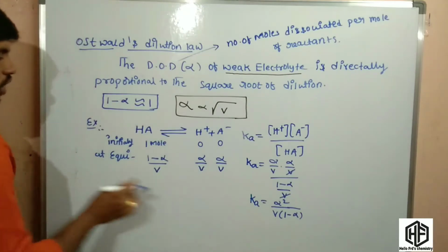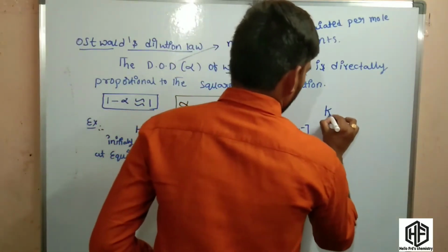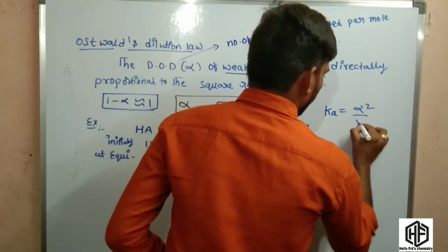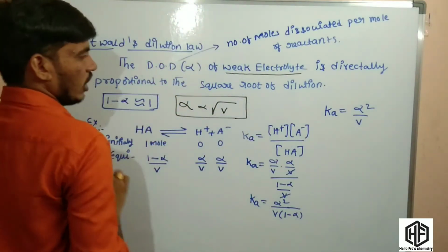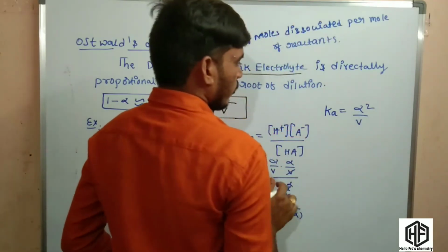Nearly equal to 1. Now what happened there in this case? Ka is equal to alpha square by V, because the 1 minus alpha value is nearly equal to 1. Ka is equal to alpha square by V.